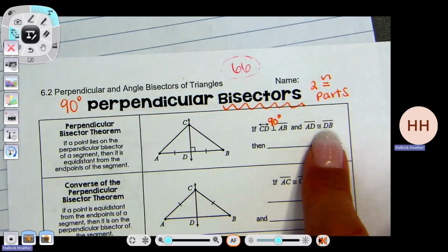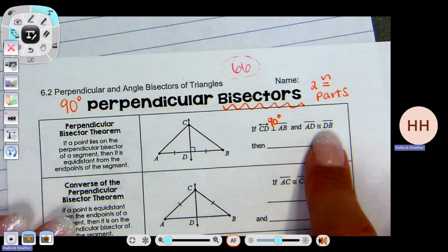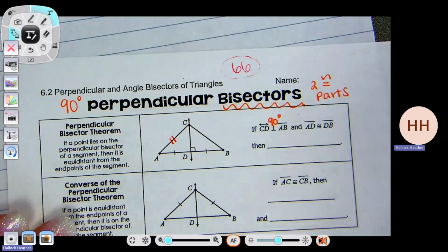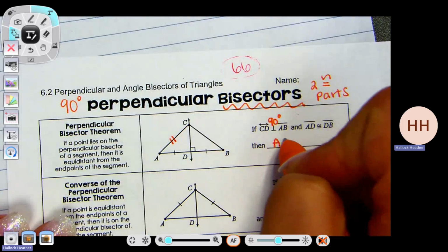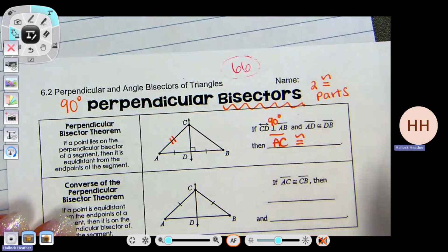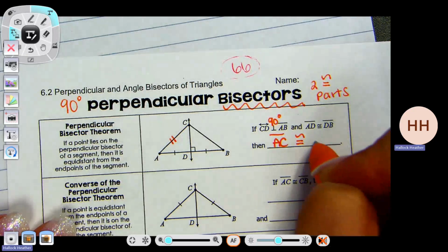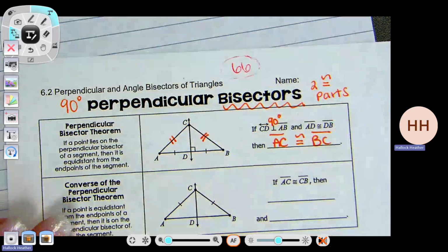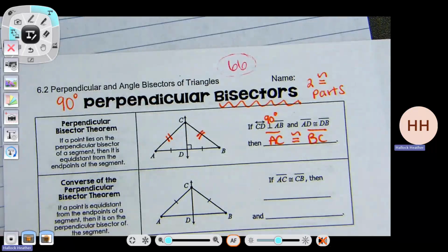Once you know these two things, or these two things are already in your picture, then you can automatically add something else to your picture. You could put a little tick mark here. What would AC be congruent to on the other triangle? CB or BC, either way you write it, as long as it's B and C, that is technically correct. So I'm going to add 2 marks there because those are different lengths in the bottom.